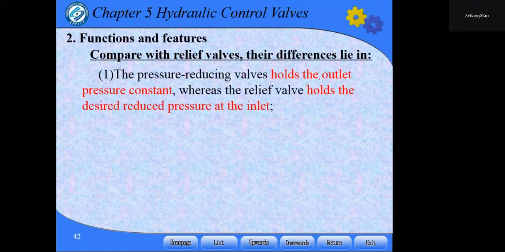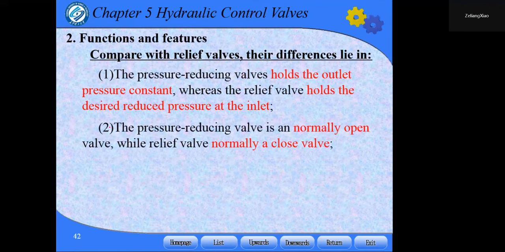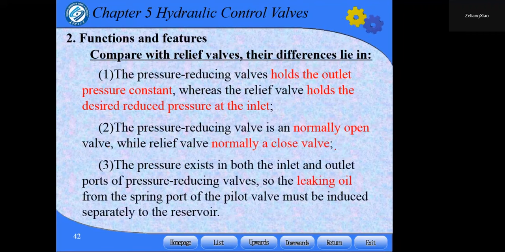Pressure reducing valve and relief valve. The pressure reducing valve is a normally open valve, while the relief valve is a normally closed valve. Since the inlet and outlet pressures of the pressure reducing valve exist, the drain oil of the spring chamber or pilot valve must be used.